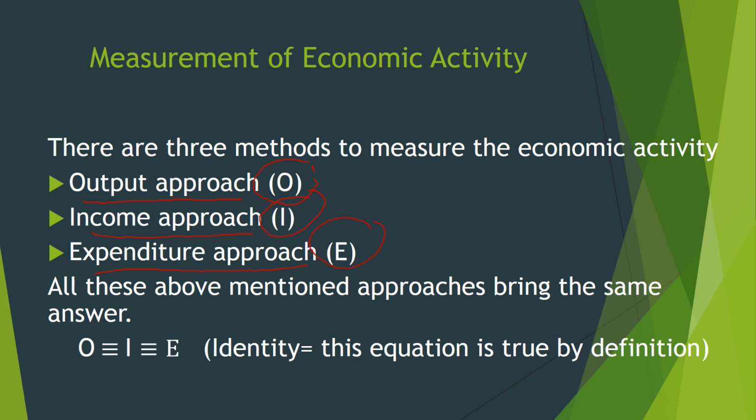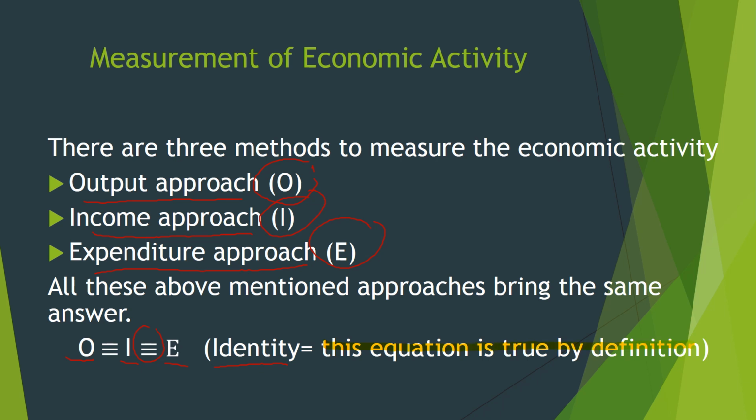The beauty of all these approaches is that whatever approach you use to measure the economic activity, the answer would be the same. It means that total output of the economy is identical to total income of the economy, which is identical to total expenditure of the economy. These three parallel lines represent that this equation is an identity. What does the word identity mean? Identity means this equation is true by definition.